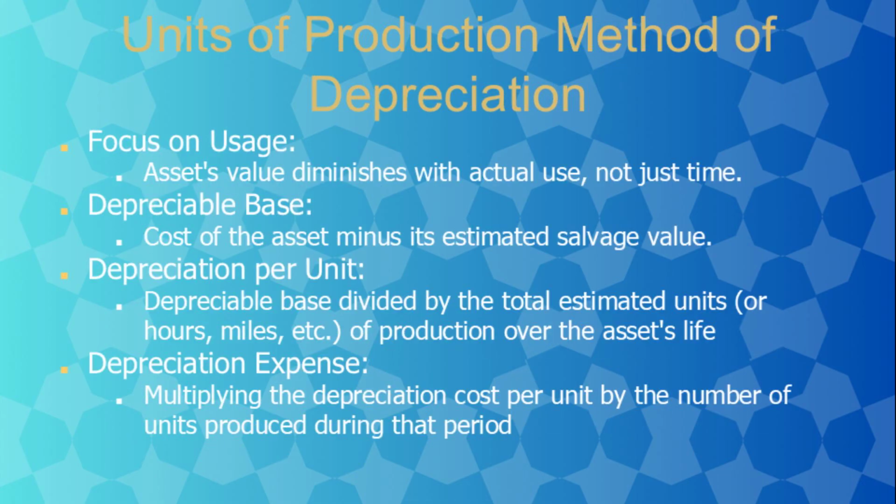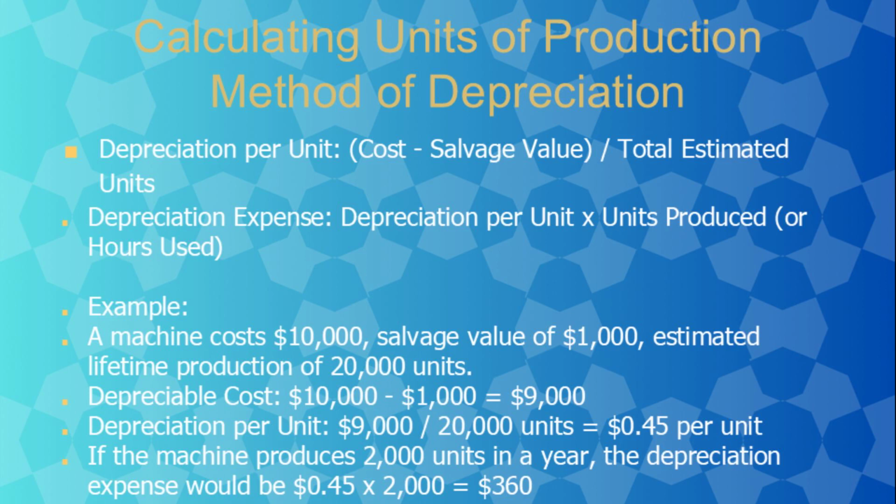The units of production method focuses on usage, where the asset's value diminishes with actual use. Depreciation expense is calculated based on the units produced during the asset's life. To calculate depreciation using the units of production method, divide the depreciable base by the total estimated units of production. Multiply the depreciation per unit by the number of units produced.